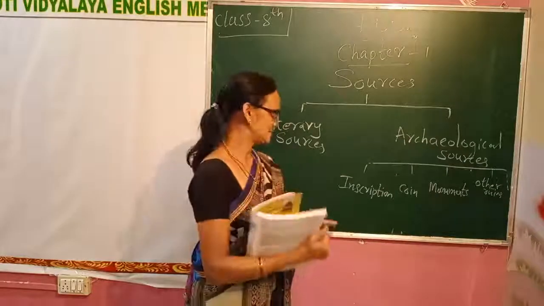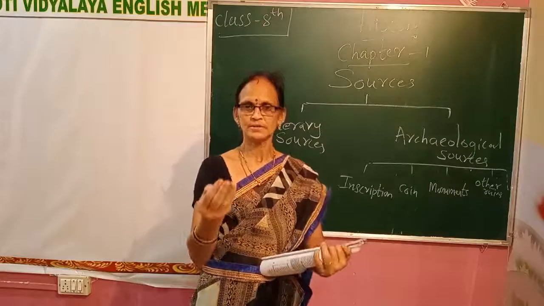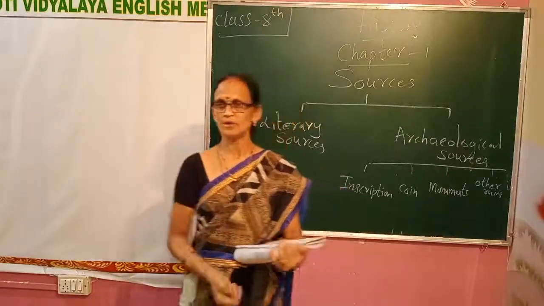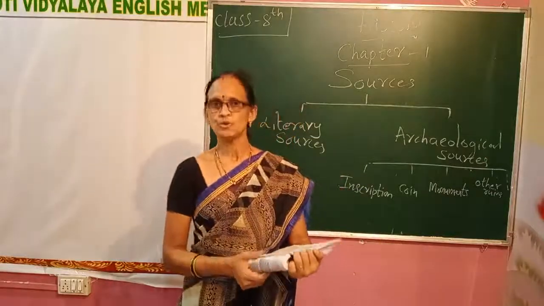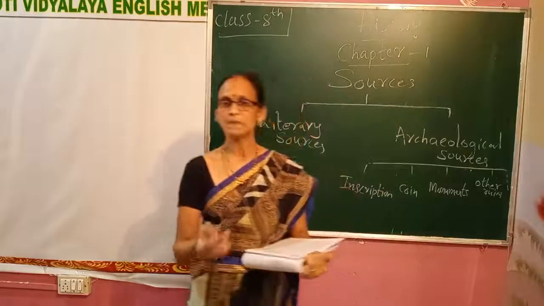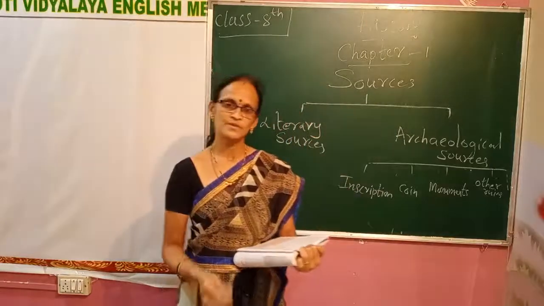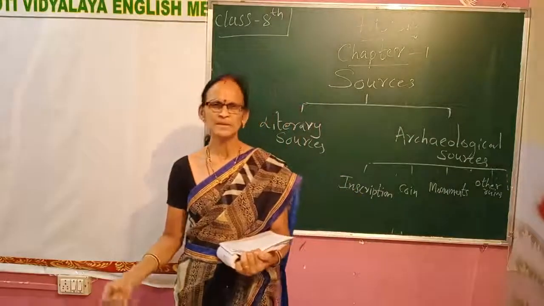Next, about the coins. Coins means what? Now you have 2 rupee coins and 5 rupee coins; these are called coins. In olden days also, people used coins. Some coins were of silver, some of gold and some of copper. Now we are using metal coins.